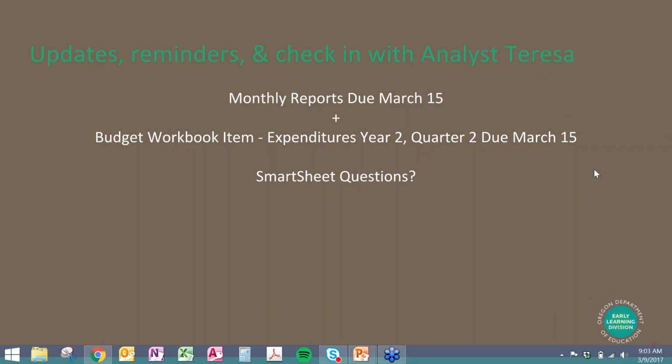In addition, this quarter, it is time for the budget workbook item expenditures year 2, quarter 2, which is also due March 15th. And if it's easier for you, there is a place to upload your files in the monthly report so that you can submit everything all at once. But if not, send it to me via email so that I can track the receipt of those and we can do our reviews. And then I guess the only other thing is, if anyone's having any questions now that we've used Smartsheets for a while, I would love to hear your input on how you feel about that process for monthly reporting. So that's it from me today.